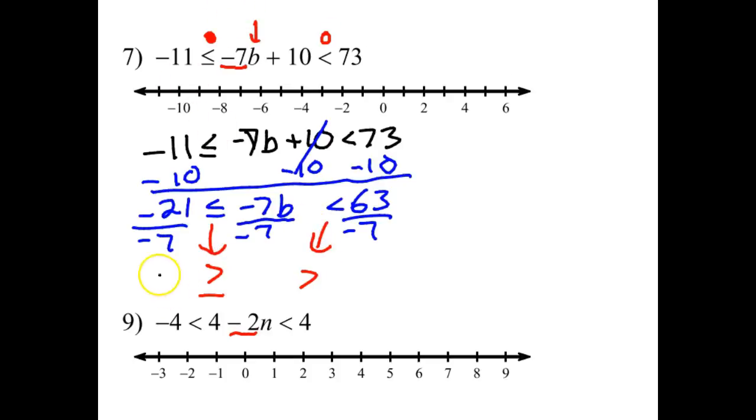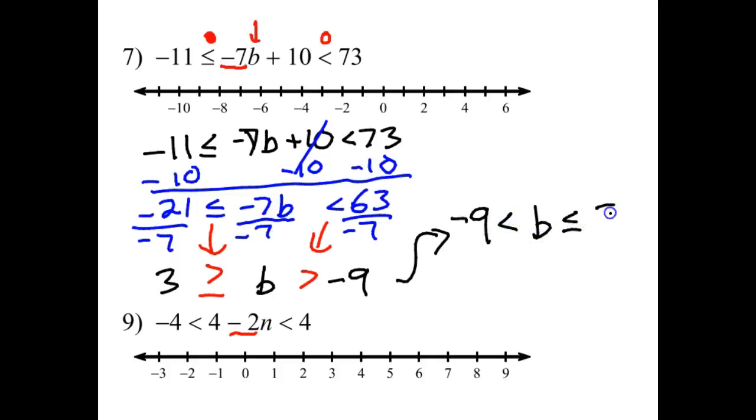Now we have 3, b, -9. And we want to recognize that this is not an answer. The inequalities are going the wrong direction. The big number's on the left instead of on the right. So flip the whole thing around. We got -9 is less than b is less than or equal to +3.